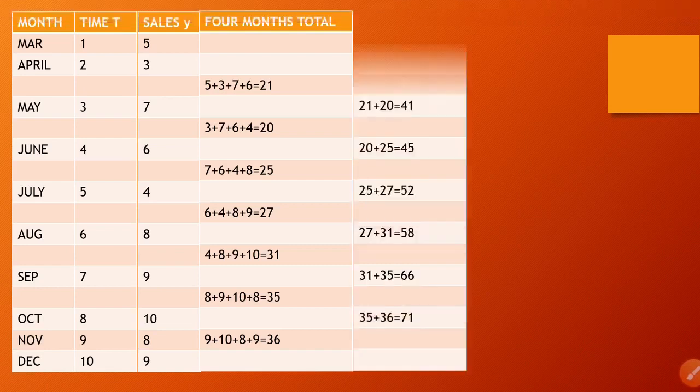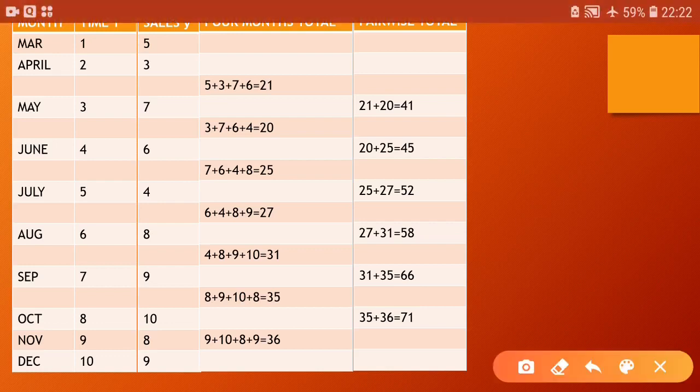You will be doing pair-wise total. Now what is this pair-wise total, sir? In 4 months total, we have found and written in between 2 particular years. Now what we will do? We will be doing totals total.